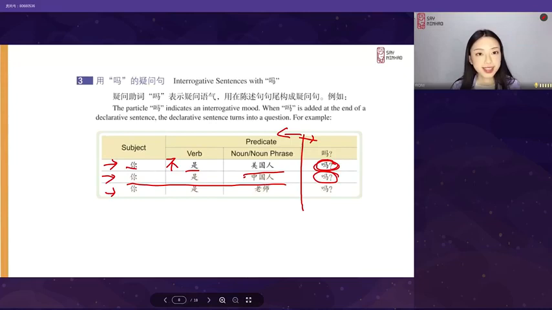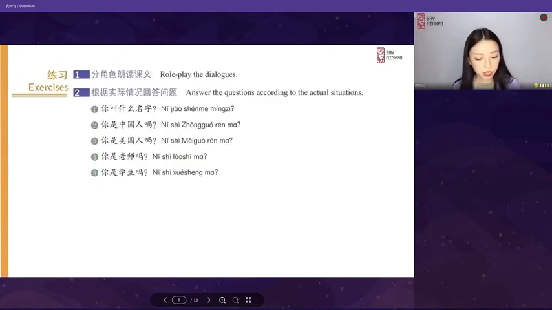Are you not American? Yes, it means, are you not American? 你不是美国人吗? Are you not American? It is the same as English, okay? So don't be too confused about it. Now let's move on to next part. It is answer the question according to the actual situations.